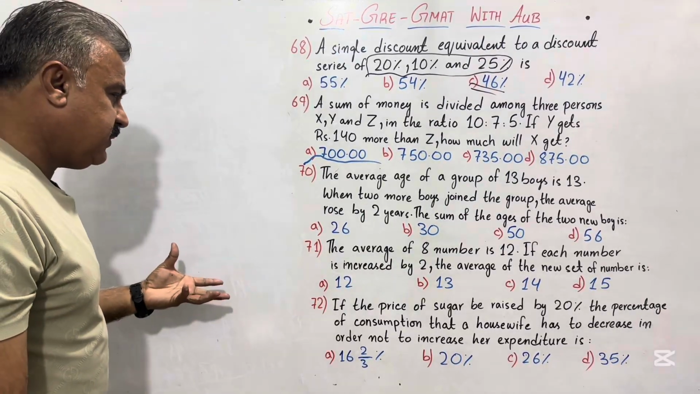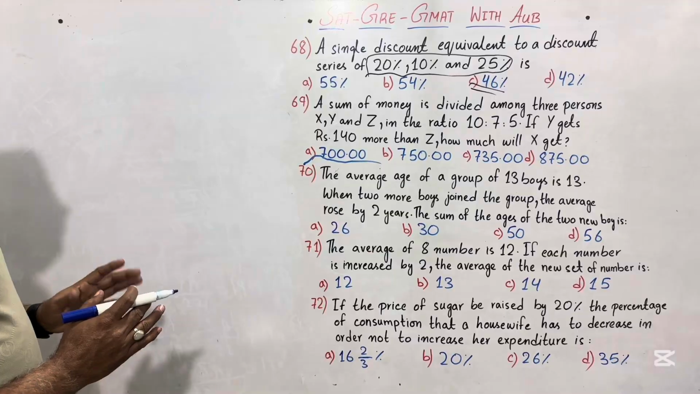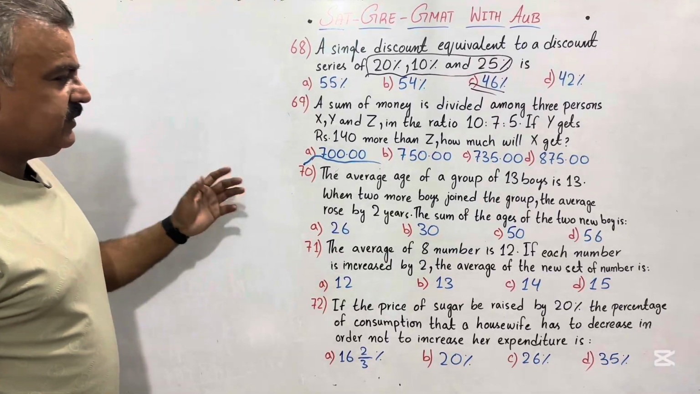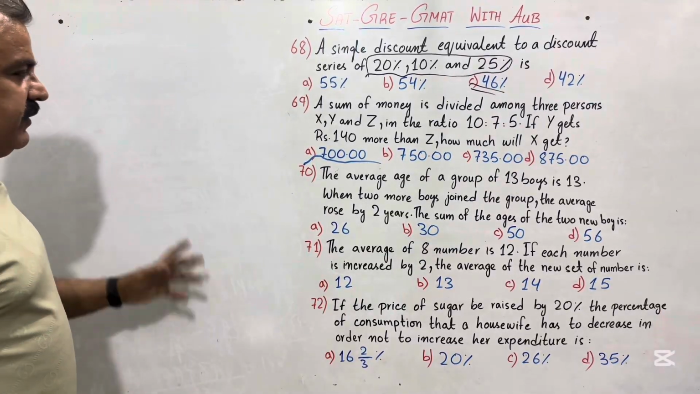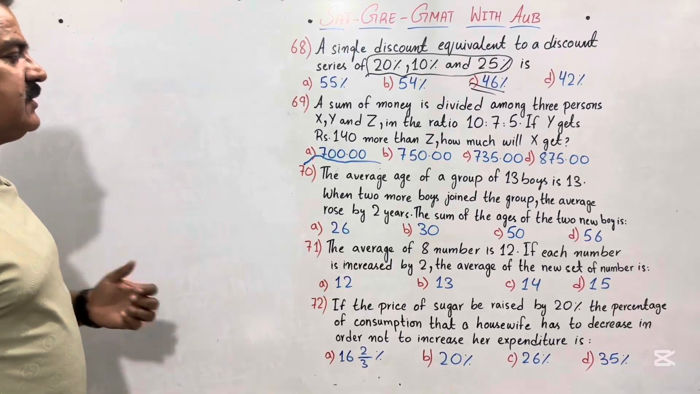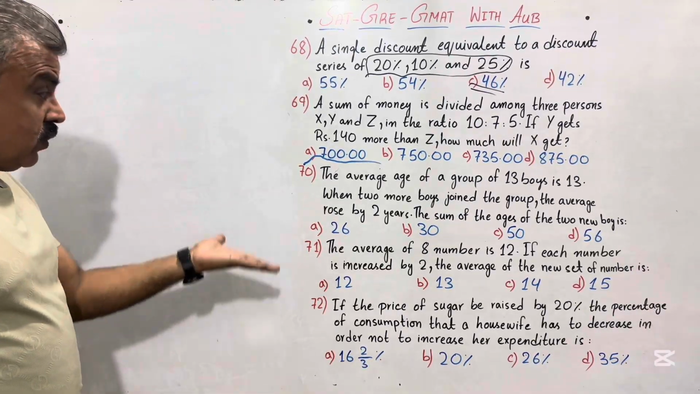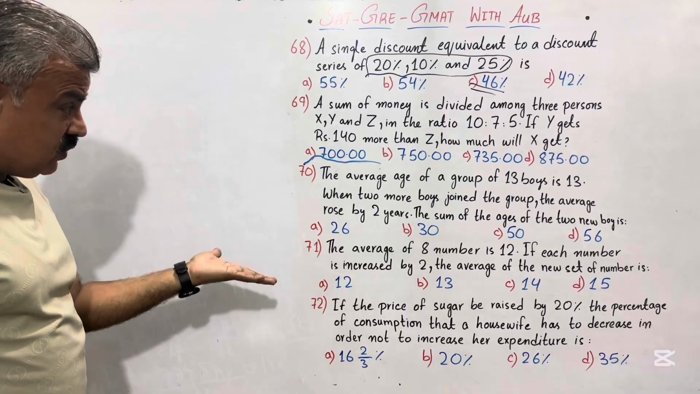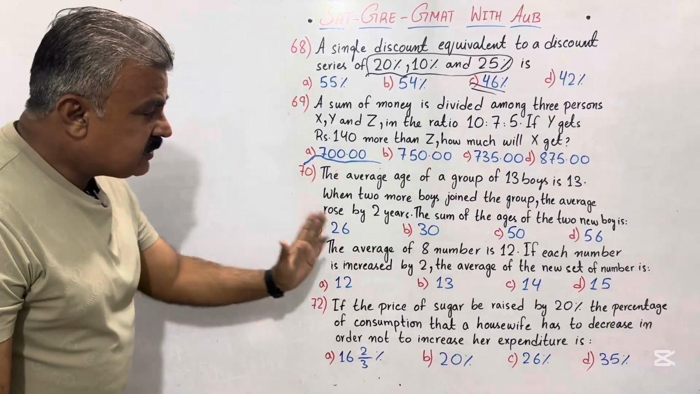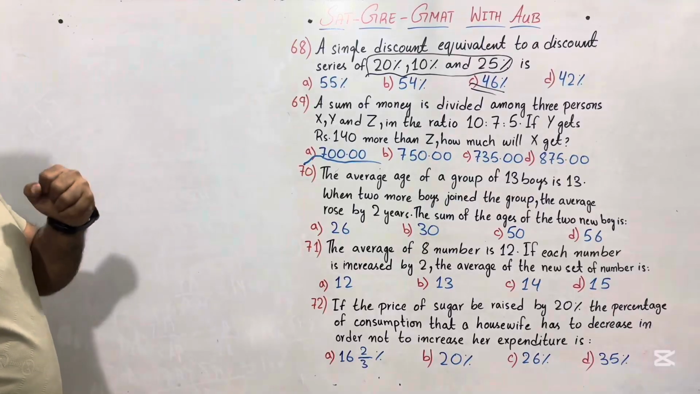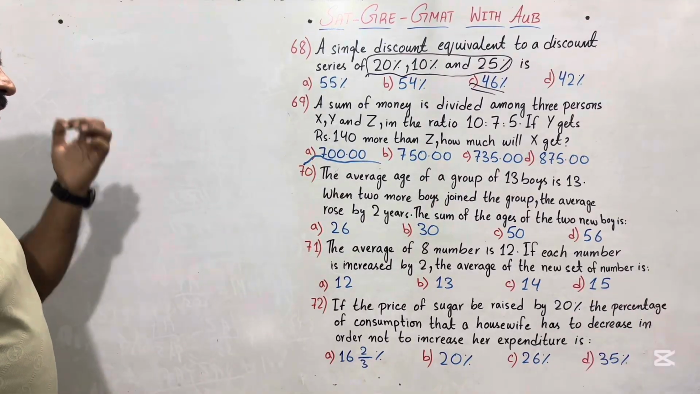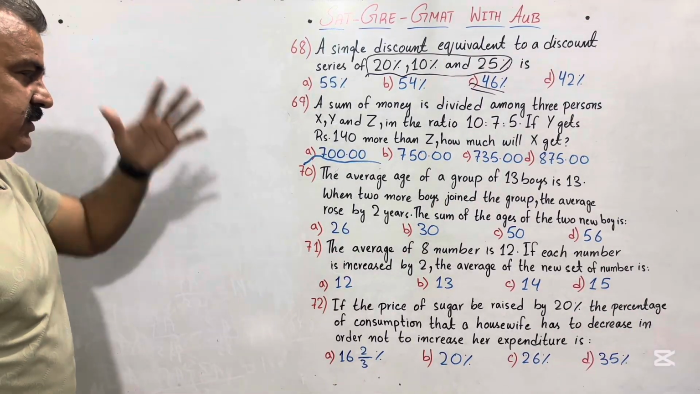Moving towards the next question, it reads: the average of a group of 13 boys is 30. When 2 more boys join the group, the average rose by 2 years. The sum of the ages of the 2 new boys is 26, 30, 50 or 56.